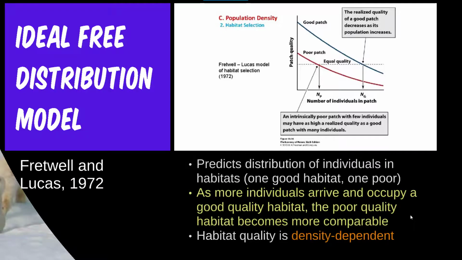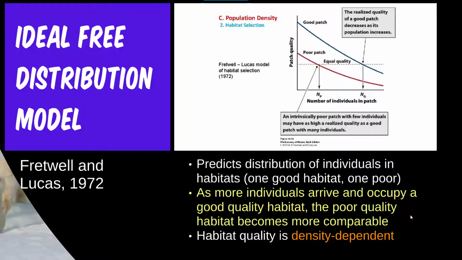And essentially, the ideal free distribution model predicts the distribution of individuals in habitats, both in that poor as well as that good habitat. And it demonstrates that as more individuals arrive and occupy a good quality habitat, the poor quality habitat becomes more comparable and thus more preferable.